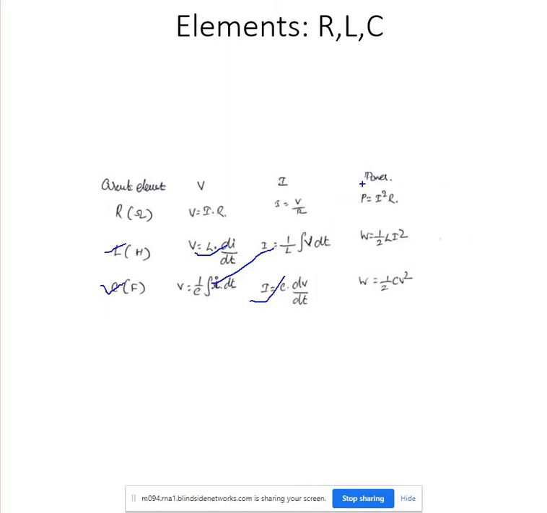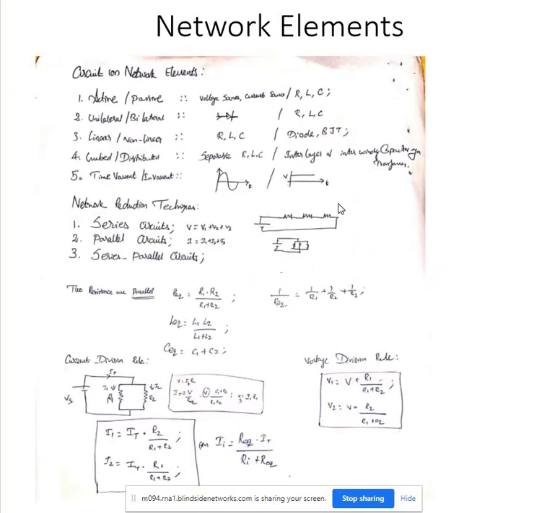And then the power value of inductance is half L i squared, and of capacitance half C v squared. So these are the basic equations of RLC. Let's go ahead with more of the basic terms.